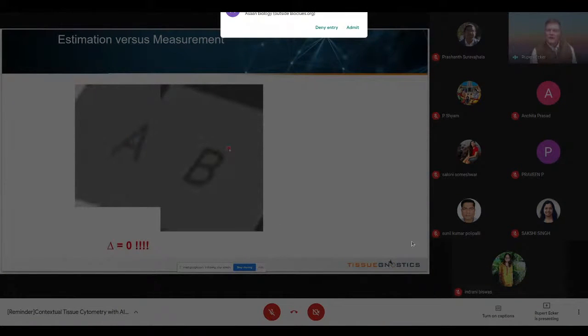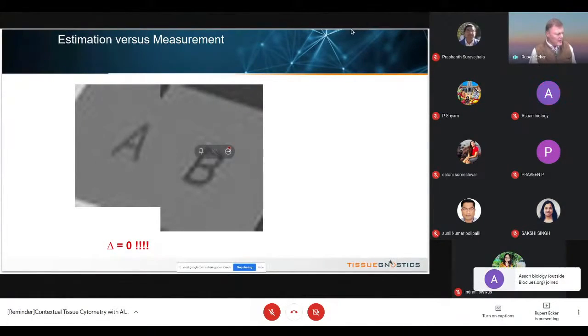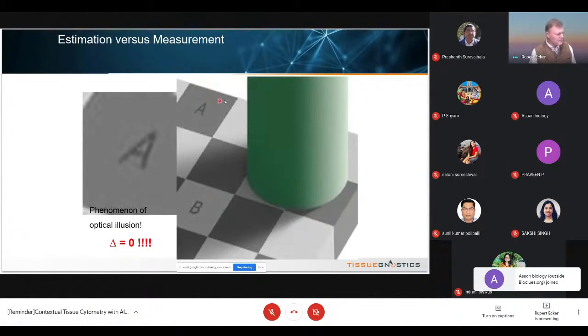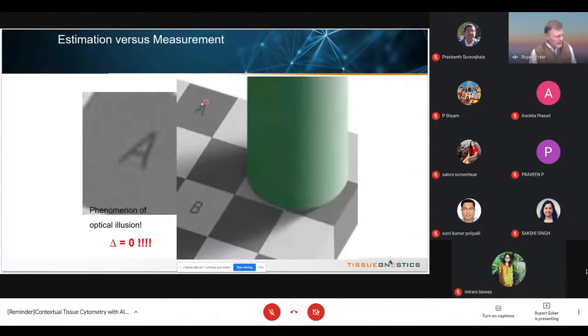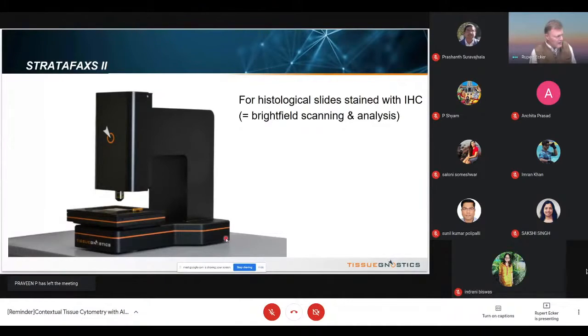The next slide shows, in fact, they're identical. It's hard to believe, but we can see here it's in fact true. This is an optical illusion. It comes from the fact that this area is surrounded by brighter, while this area is surrounded by even darker areas. And therefore we have the impression they are different, but they are not. And to be able to quantify on the single cell level how much of a certain molecule is present, that is what tissue cytometry is all about, similar to flow cytometry.